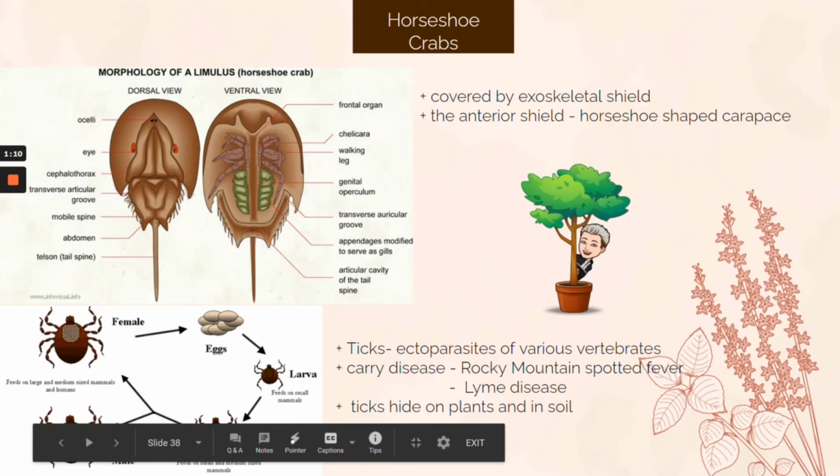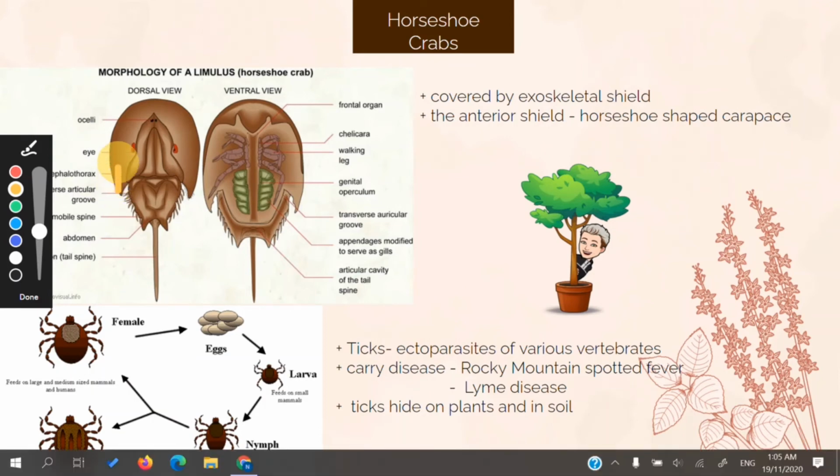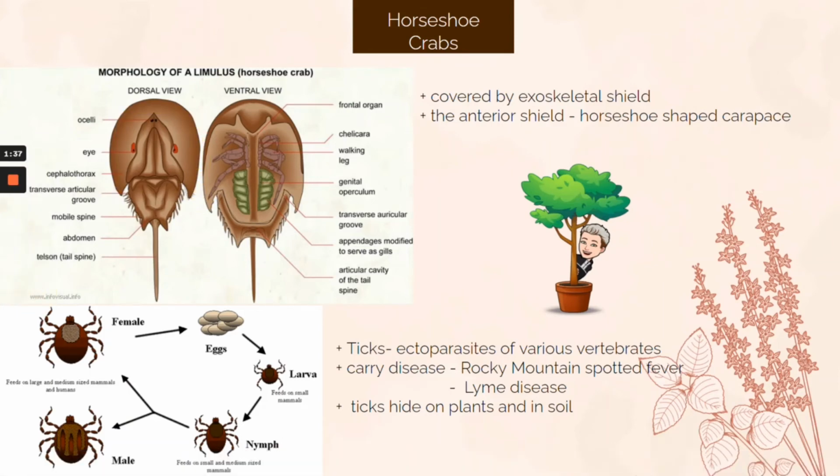The first one is the horseshoe crab. The horseshoe crab is covered by an exoskeleton shell. At the anterior of the shell is a horseshoe-shaped carapace, which bears two prominent compound eyes. So this is the carapace.